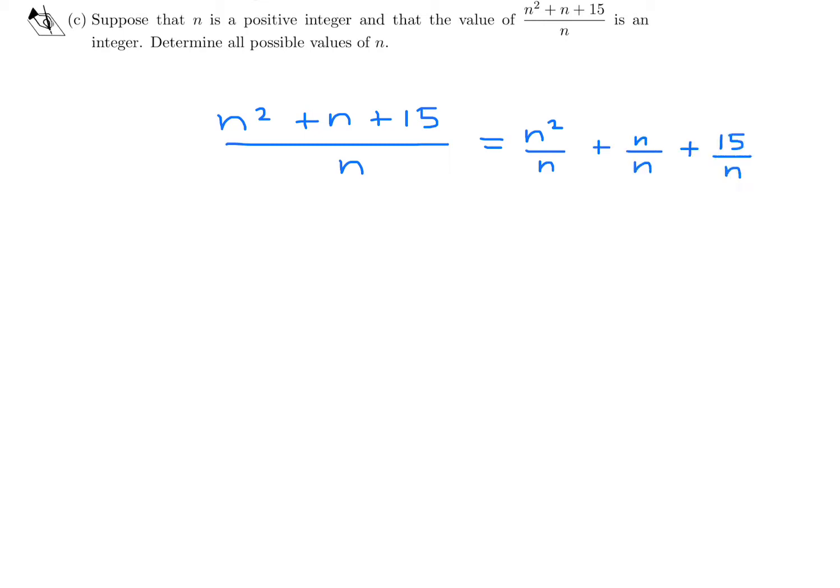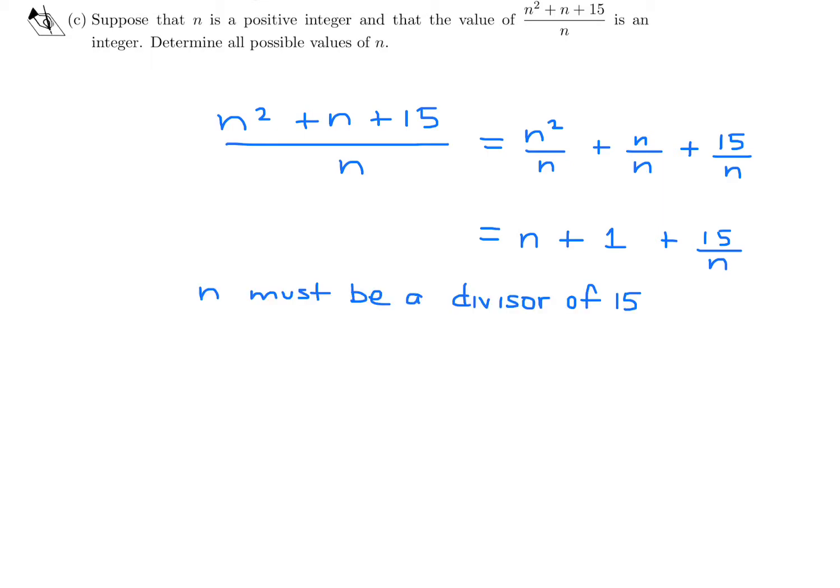And when you do, you get the following. So n squared over n simplifies to just n, n over n simplifies to just 1, and then we just have to deal with this 15 over n. This is always going to be an integer, as long as n is an integer, of course. Well, 1 is fixed as 1. That's always an integer. So I just have to look at this. This whole expression will be an integer if and only if that's an integer. So that means n must be one of the divisors of 15.